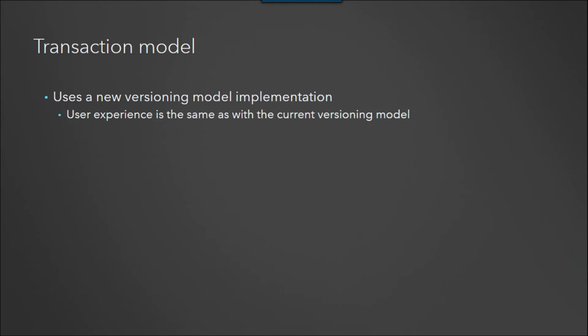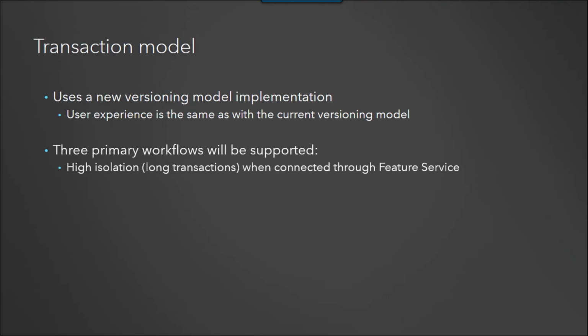Let's see, transaction model. We talked about there being a new versioning model implementation. That's very cool, but the user experience will be the exact same as it is today. You're not going to have to learn any new concepts or anything. It's the same user experience underneath the hood. We've developed a second versioning model. There are 3 workflows that we can support, of course: high isolation, essentially the long transactions that you do today, and that'll be through feature services.